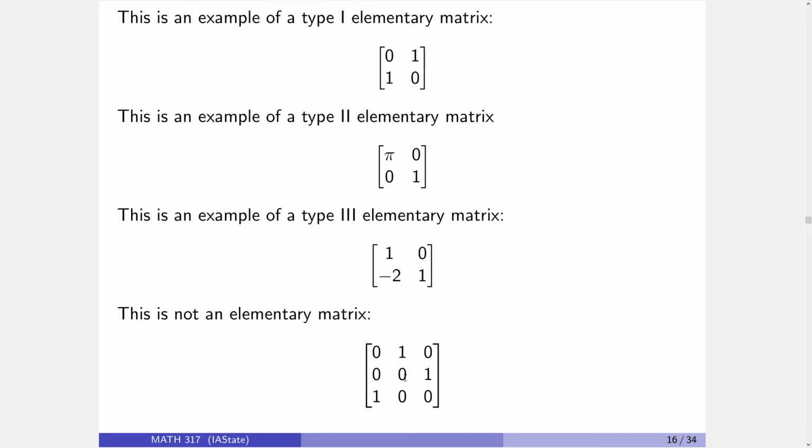Swapping row 1 with row 2, and then swapping row 2 with row 3. So this is not an elementary matrix. It takes more than one row operation to get here from the identity. So when we talk elementary matrix, just always keep in your mind, this is just the identity matrix after one row operation has been performed to it. That's all it is.